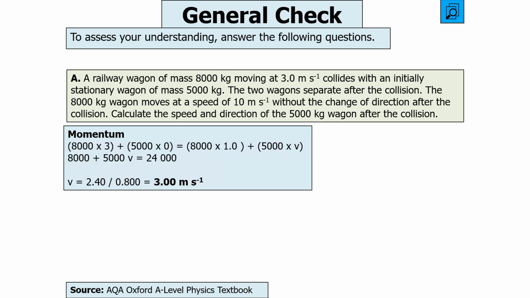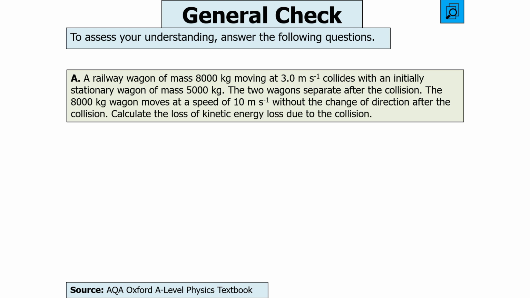So, beforehand, it's 8,000 times 3 plus 5,000 times 0. That must equal 8,000 times 1 plus 5,000 times v, because the total momentum before equals the total momentum afterwards. So it's 8,000 plus 5,000 v equals 24,000. So therefore v is going to be equal, when we work it all through, to 16,000 over 5,000, which is 3.2 meters per second.